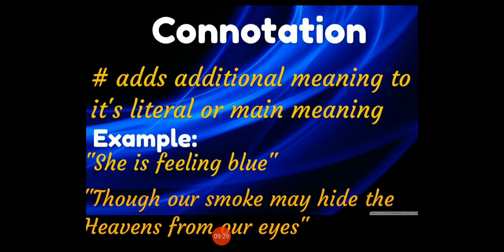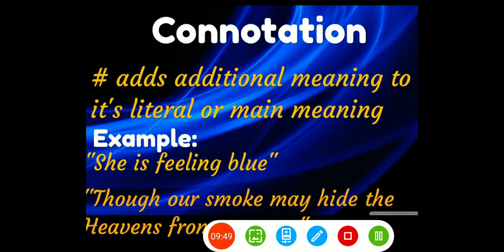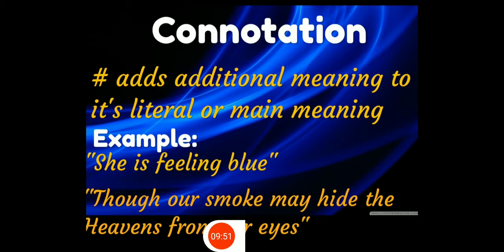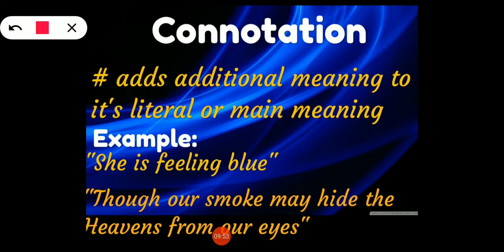Right. And the next figure of speech that we are going to see is connotation. Okay, so actually this connotation is a very big topic. There are types of connotations like positive connotation, negative connotation, neutral connotation. So it is not important for us to go much deeper. Okay, so let us just learn what is meant by connotation, right?